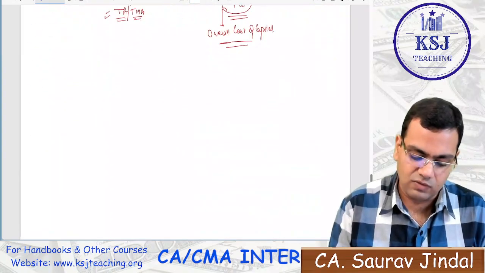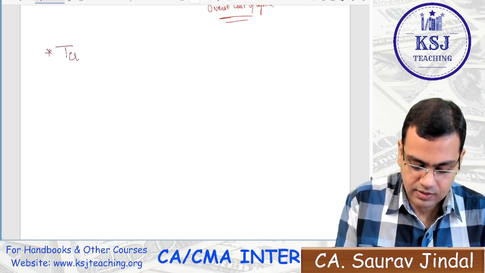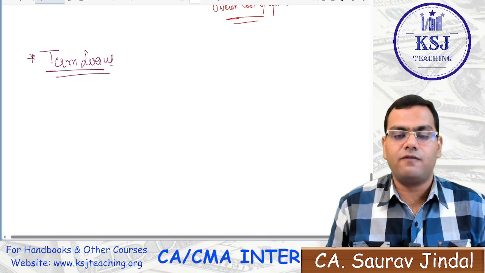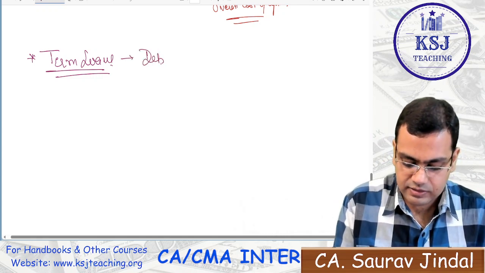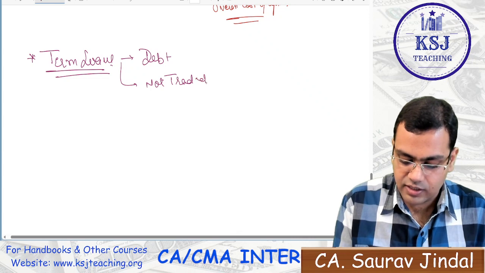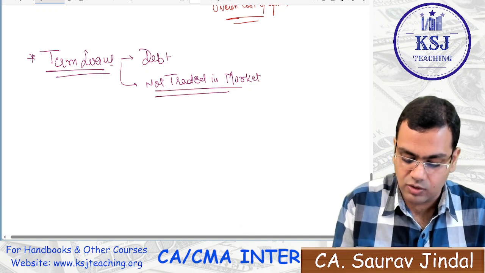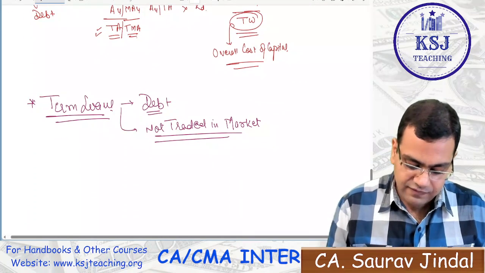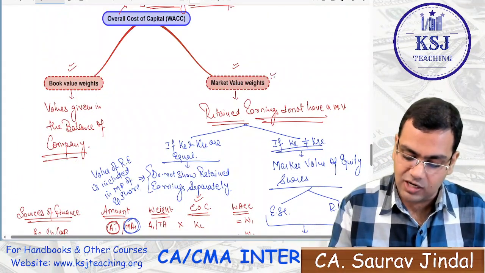One more thing regarding the market value weights. One more thing is regarding the term loans. What is a term loan, sir? Term loan is the loan that you are taking from the financial institution for a specified period. It is a sort of debt. But the problem is it is not traded in the market. If you take a loan from the bank, is that loan being traded in the market? No sir. If it is a debenture being traded in the market, you will get to know the market price. Now, if a term loan is given in the question, how will you calculate the market value of the term loan?